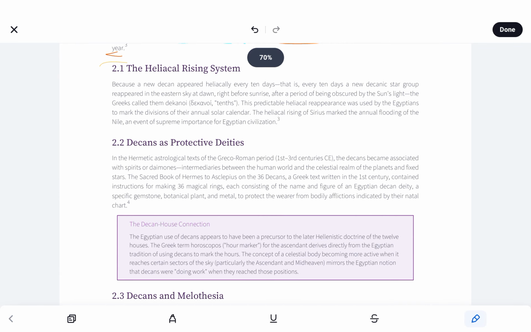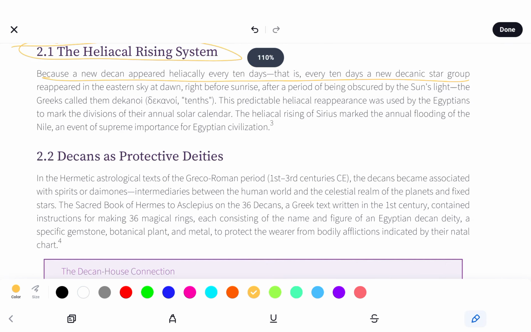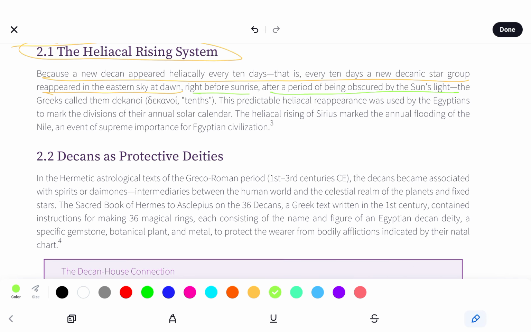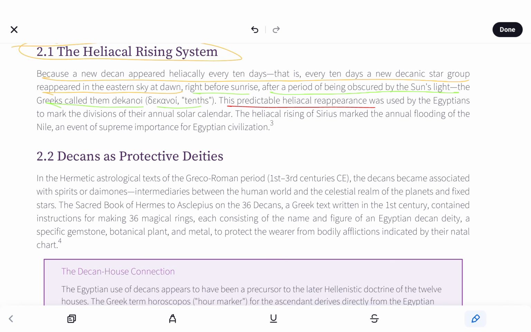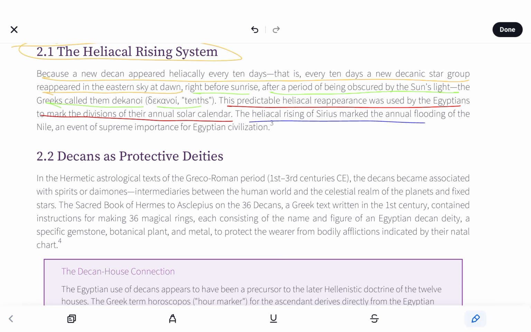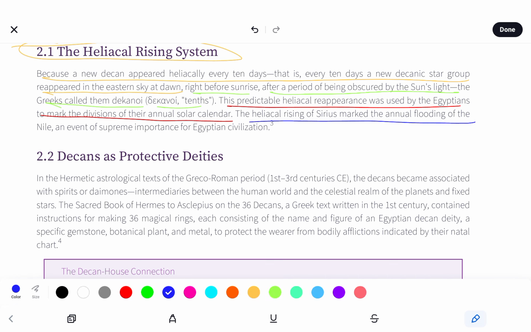The heliacal rising system. A new decan appeared heliacally every 10 days. That is, every 10 days a new decanic star group reappeared in the eastern sky at dawn, right before sunrise, after a period of being obscured by the sun's light. The Greeks called them decanoi, quote-unquote tenths. This predictable heliacal reappearance was used by the Egyptians to mark the divisions of their annual solar calendar. The heliacal rising of Sirius marked the annual flooding of the Nile, an event of supreme importance for Egyptian civilization.